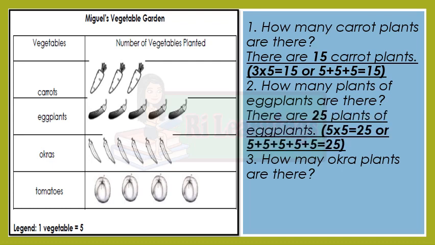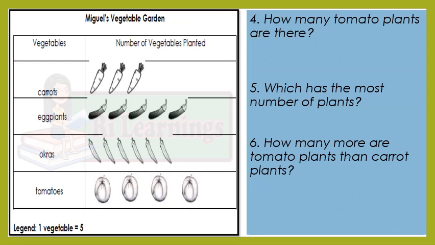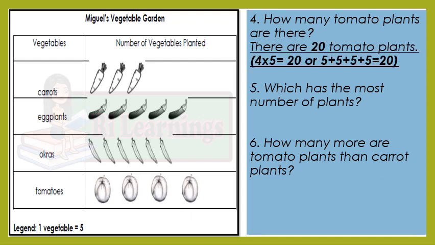3. How many okra plants are there? He drew 6 okras. Each is equal to 5. 6 times 5 equals 30. There are 30 okra plants. 4. How many tomato plants are there? Miguel drew 4 tomatoes. Each is equal to 5. 4 times 5 equals 20.